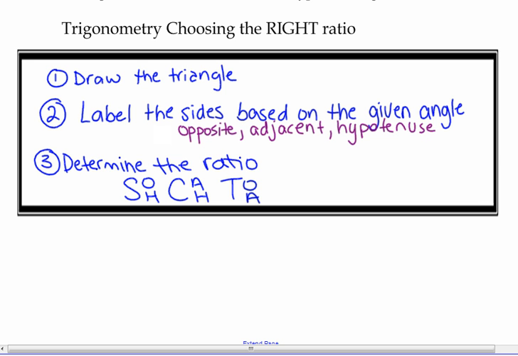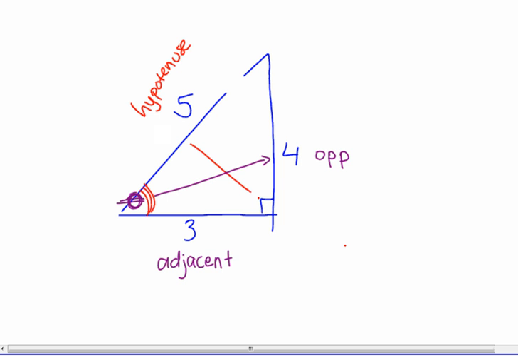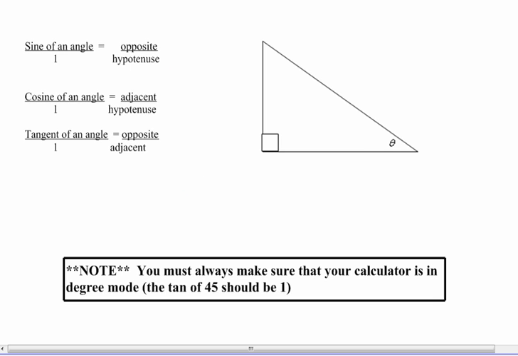So let's get to labeling this triangle down below. Based on the given angle, can you please label opposite, adjacent, and hypotenuse on that triangle? Does everyone have this down? No? Okay, so on this triangle right here, label which side's hypotenuse, which side's opposite based on that angle, and which side is adjacent.